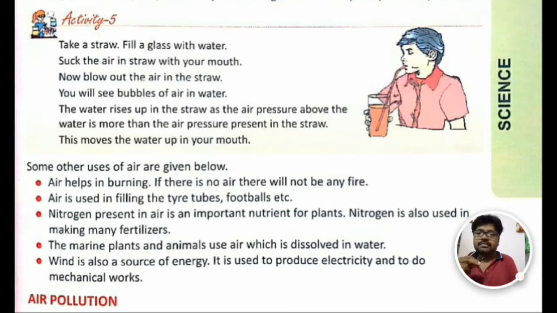Marine plants in the sense the plants that are grown in the seas and oceans. Actually, the word marine is related to seas and oceans only. That means aquatic plants. The marine plants and animals use air which is dissolved in water. What does it mean? Students, the marine plants in the sense aquatic plants, and even marine animals also, aquatic animals.